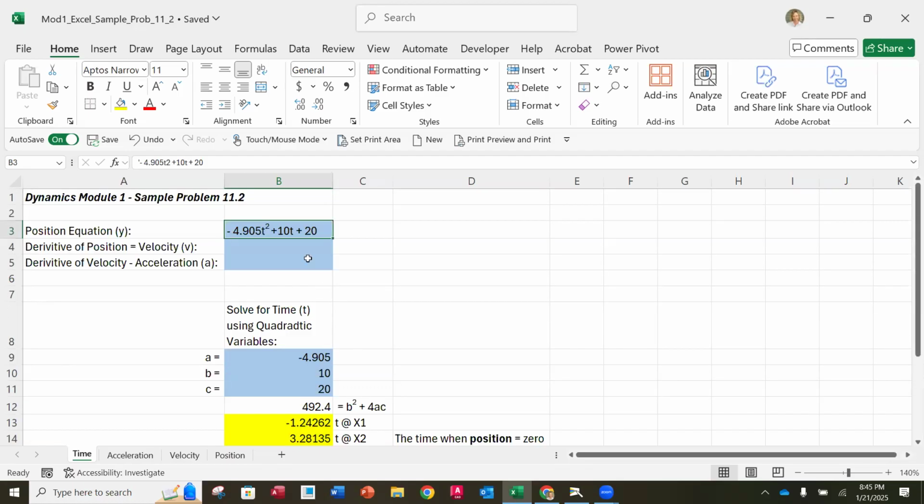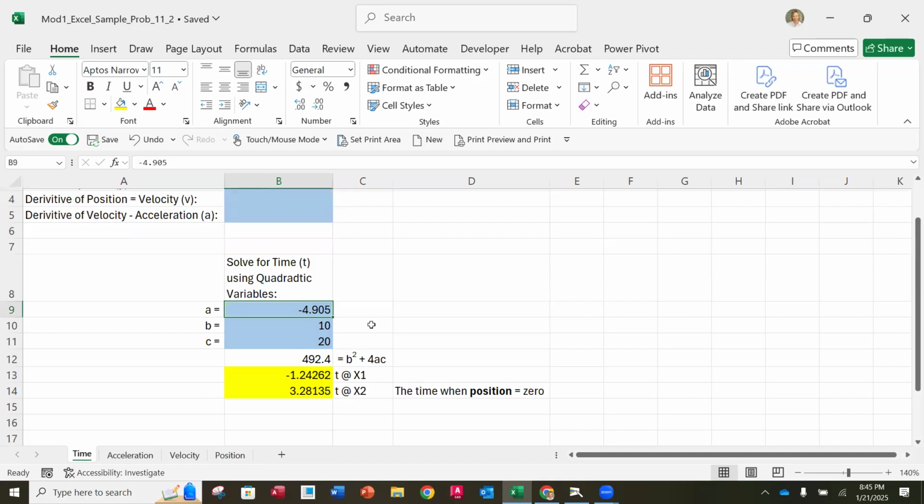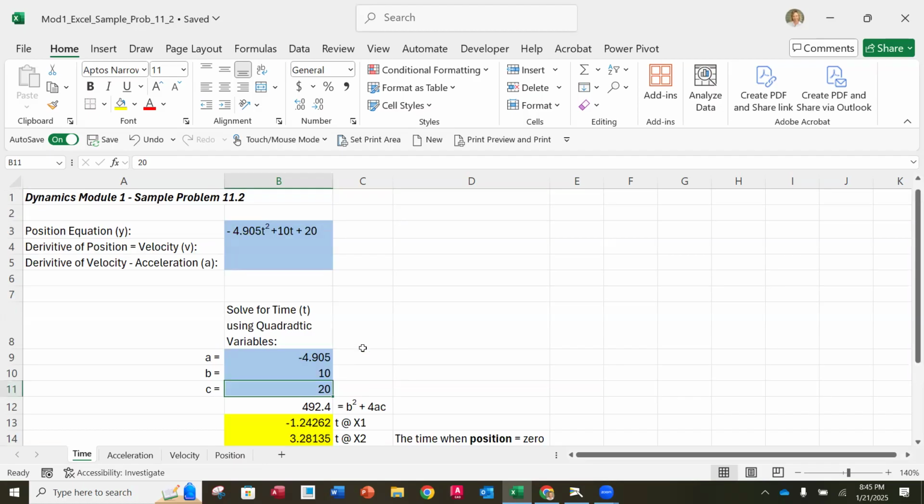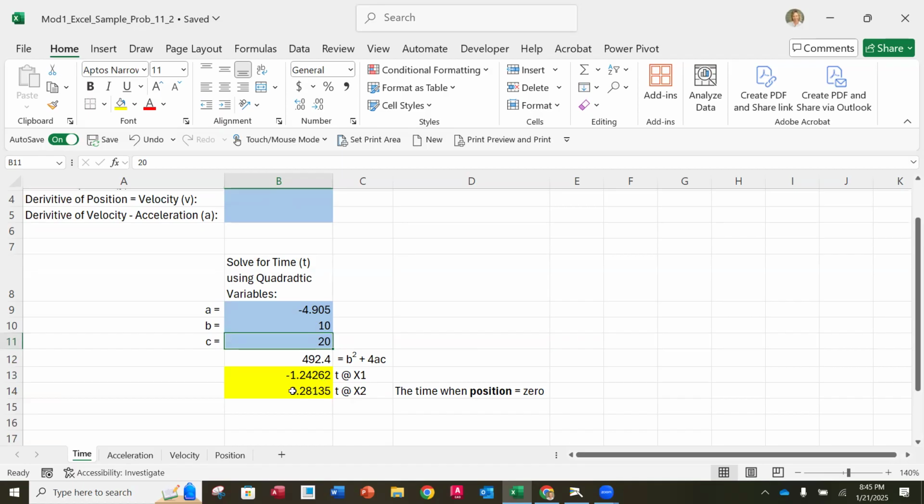And when we plug that in, where a is the negative 4.905, b is the 10, and c is the 20, based on the standard form, you should get our time that it hits the ground at 3.28135. And I labeled this the time when position is equal to 0, or hits the ground. Okay, most specifically. So screenshot here, that would be our number.